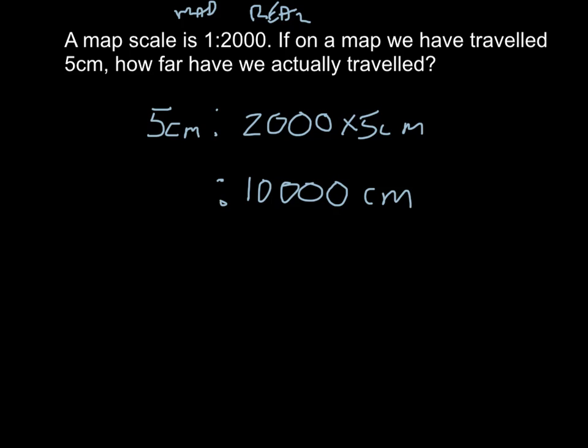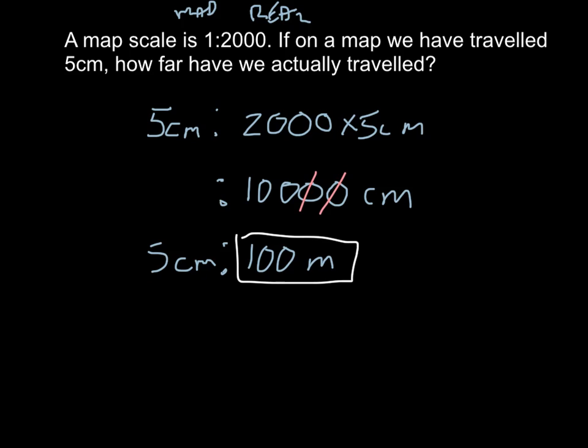centimetres. Now it would be really odd to leave it in centimetres, so we can convert it into metres. To convert that into metres, we divide by 100, so we're going to take off those two zeros and say 100 metres. So 5 centimetres to 100 metres, but the question only asks us for how far we've actually travelled, so the answer is the 100 metres.